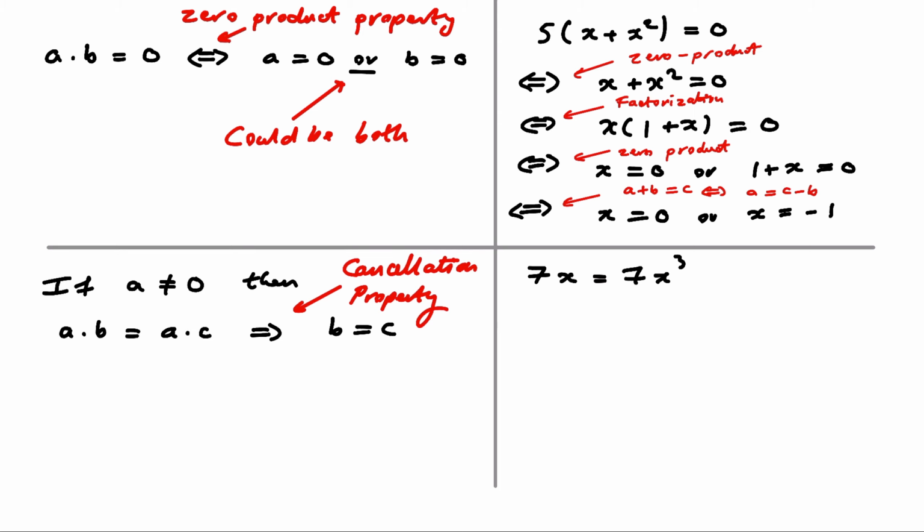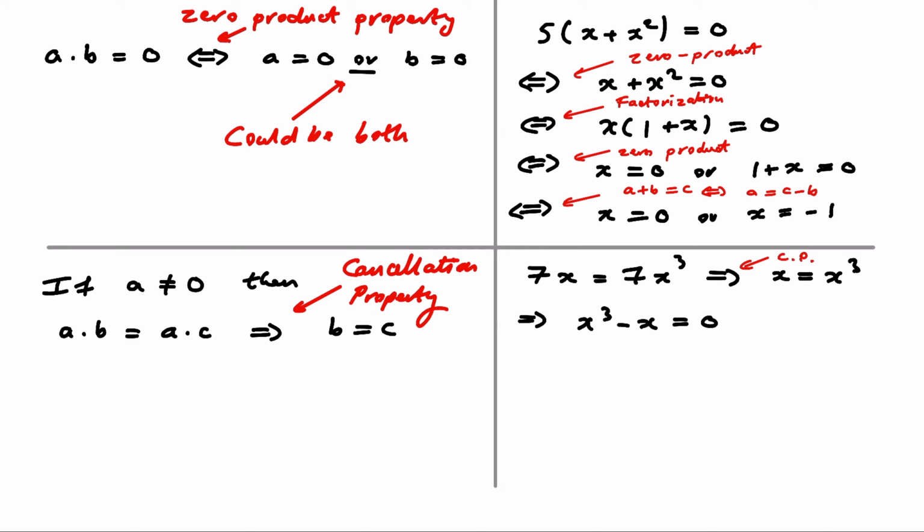So first of all, 7x, well 7 is non-zero, so I can cancel it off. So this is what? This is the cancellation property. I'll write it as CP. So then, well, what can I do? Let me rewrite this as follows. So this would imply that x cubed minus x is equal to 0.